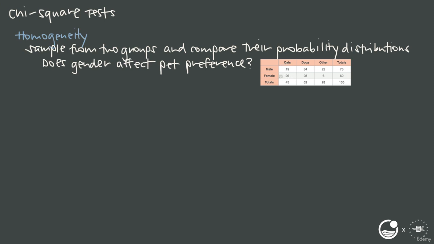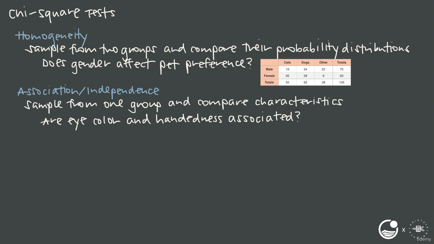But if gender does have an effect on pet preference, then we might see these probability distributions being extremely different, and the chi-squared test statistic lets us look at how different the distributions are and then determine whether the difference is big enough to be called statistically significant, such that we could reject the null hypothesis that gender doesn't affect pet preference and therefore lend support to the alternative hypothesis that pet preference is affected by gender. So that's one kind of test we can run.